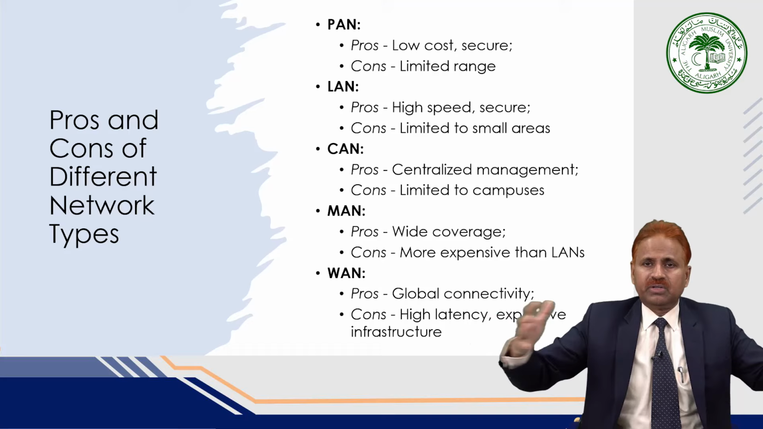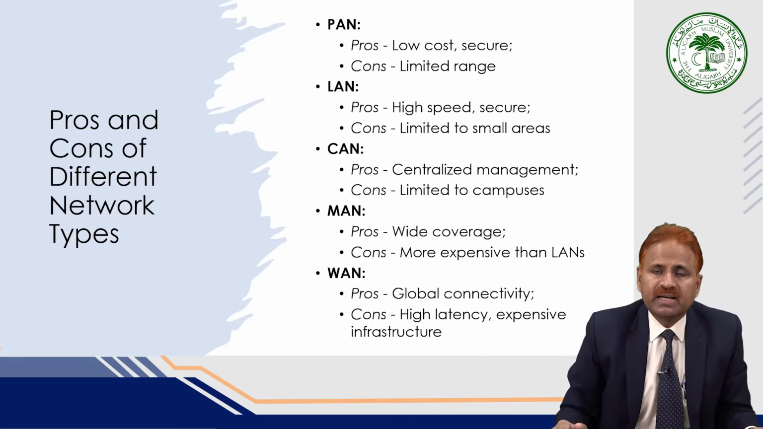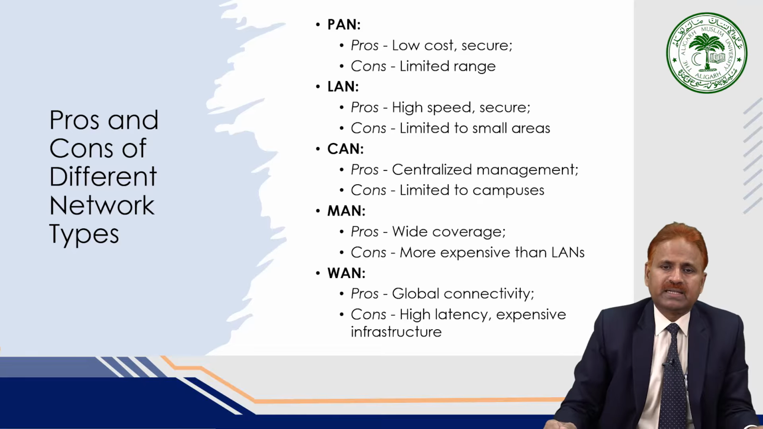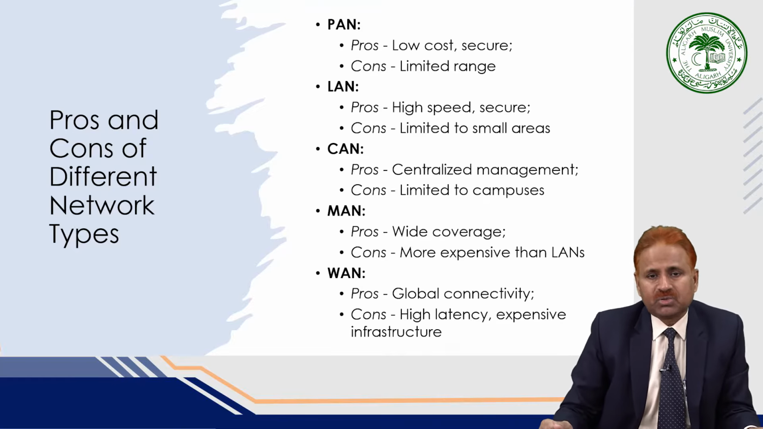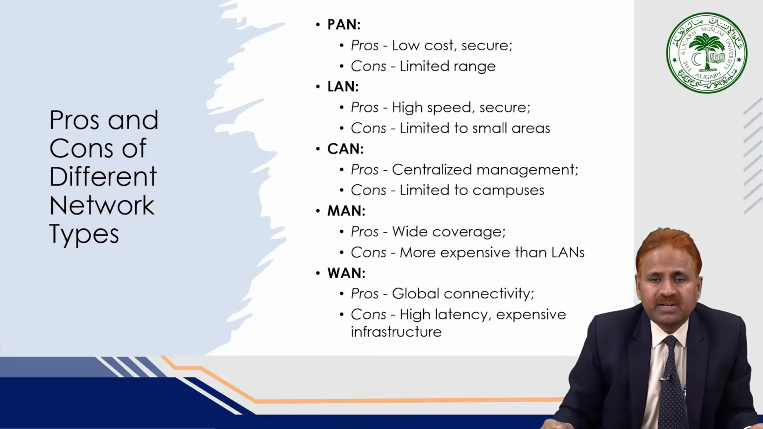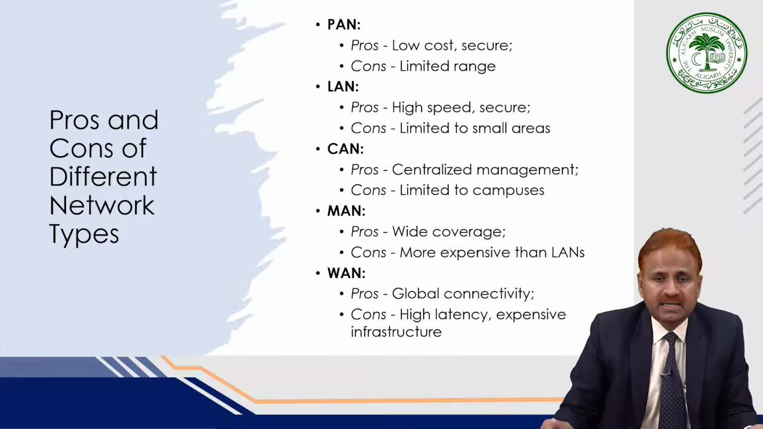When the span goes beyond 1 kilometer, it is not supported by a local area network. In that case, you will need another kind of technology to set it up. A CAN allows centralized management of data, while it is limited to a campus only. A metropolitan area network offers wide coverage, while it is more expensive than a LAN. Setting up a metropolitan area network incurs more cost compared to a local area network.